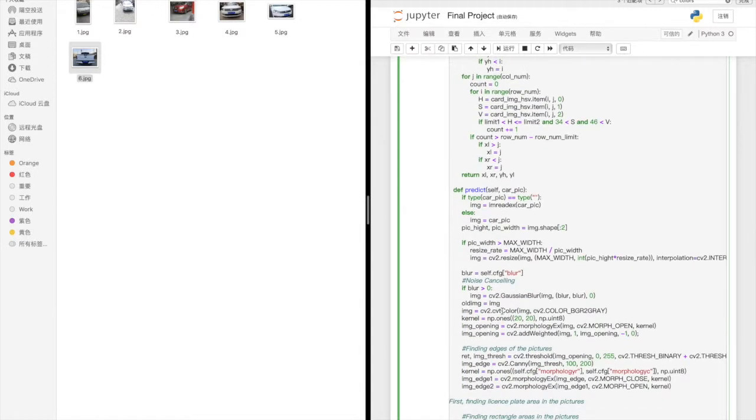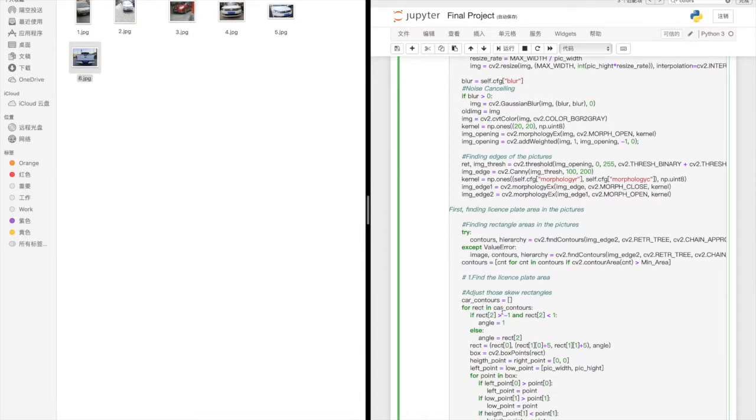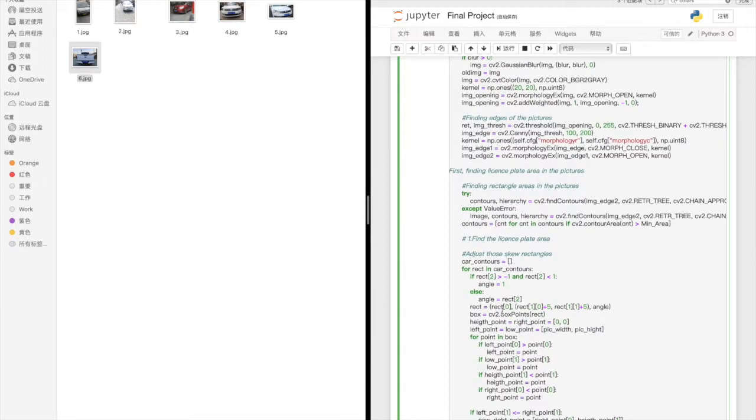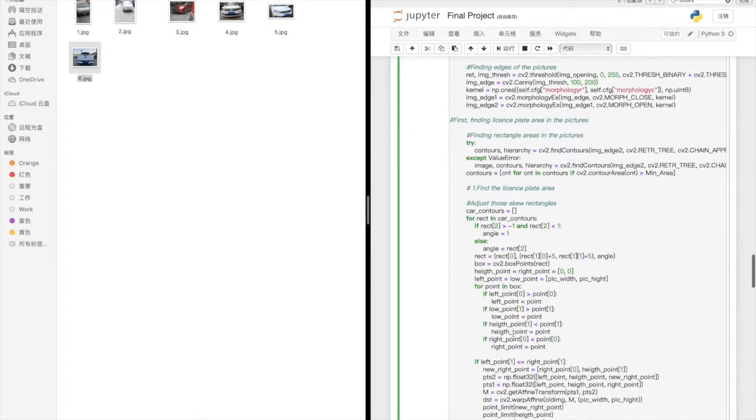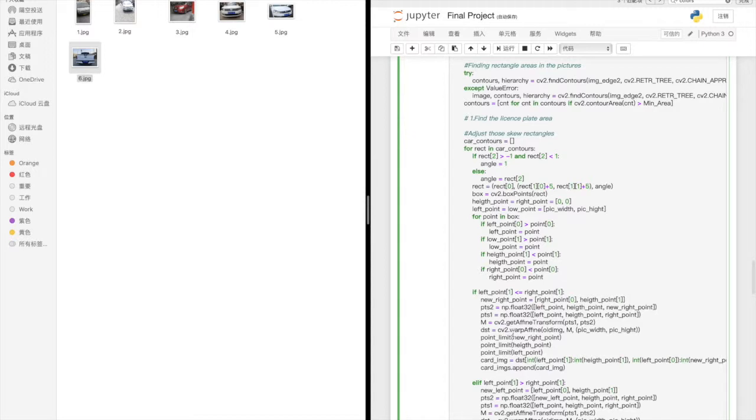Then after reading the pictures, we should find the license plate area in the pictures. Our idea is to first find out all the rectangle areas in the pictures. But we should note that not all the pictures are taken from straight in front of a car, so the shape of the license plate may not always be a rectangle. So the code here is going to adjust those skewed rectangles and make them into the correct rectangle areas.